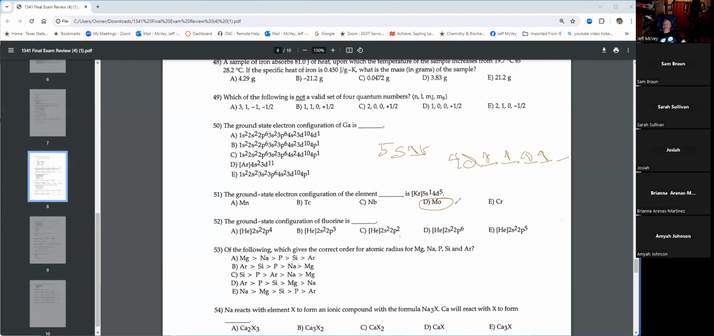Why is this not the electron configuration for molybdenum? Because this is not the lowest energy electron configuration. It's a better deal to take one of these 5s electrons and plop it down here in the 4d subshell. Now I have a half-filled shell, and I'm half-filled here. But that's a higher energy orbital. So this is more stable. It's all about stability.